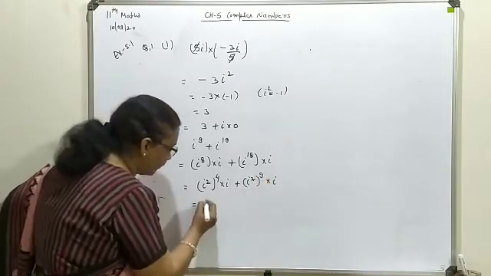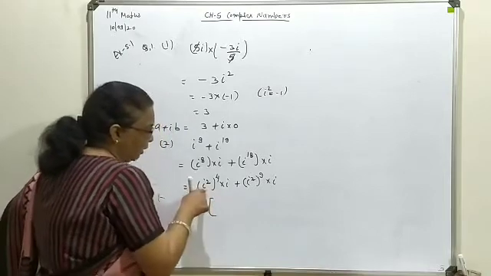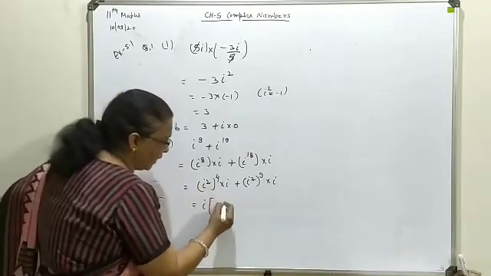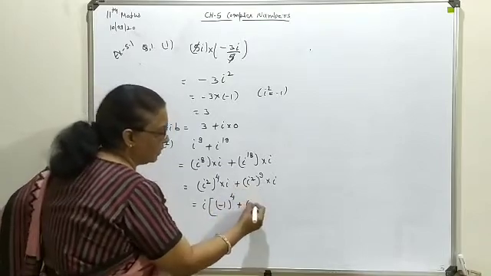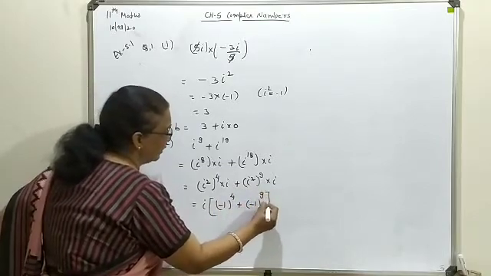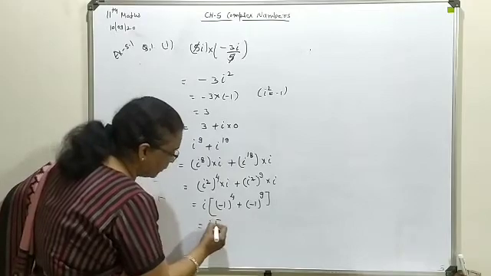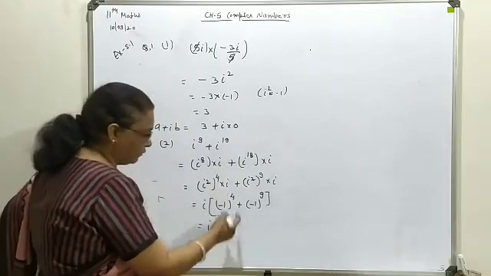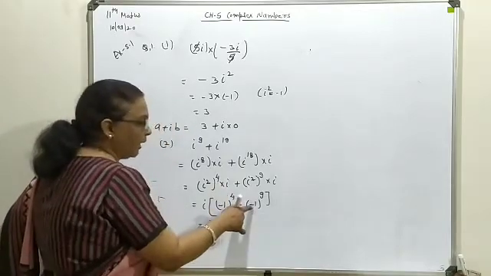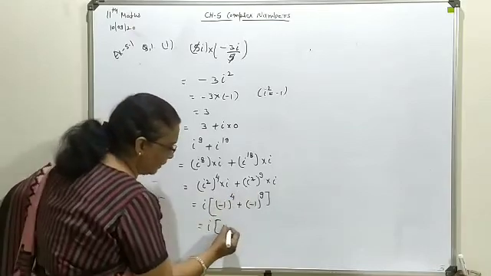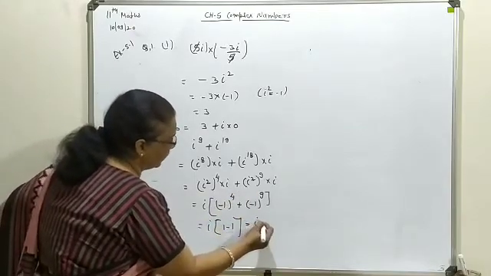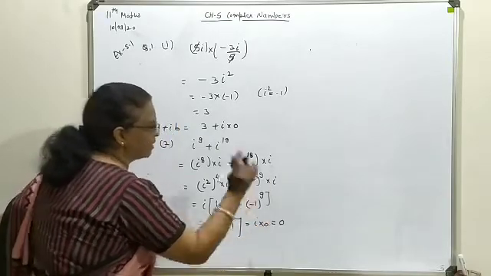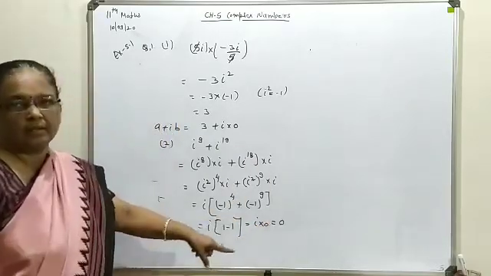From here you can say iota is a common one. Iota square means minus 1 with power 4. Here again iota square means minus 1 with power 9. So minus 1 with power 4 means plus 1, and minus 1 with power 9 is minus 1. So this way it is cancelled. 0 you will have, meaning iota into 0. So the final answer you are getting here is 0.